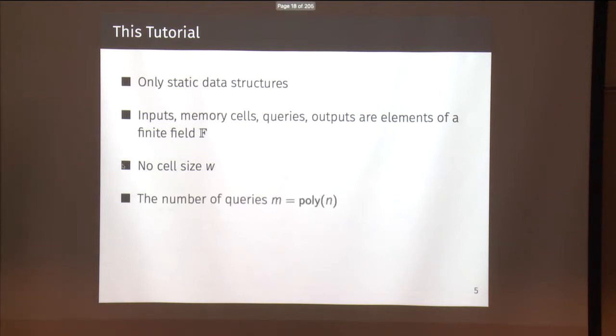Then the number of queries is always polynomial in n, so log of m is always linear in log of n. And for simplicity, we'll be only looking at non-adaptive data structures. Many, or at least some of the results I'm presenting can be generalized to adaptive data structures, but that's not the focus of this talk. So please do feel free to ask questions about what can be generalized from non-adaptive to adaptive data structure lower bounds. But by default, we'll be talking about non-adaptive data structures.